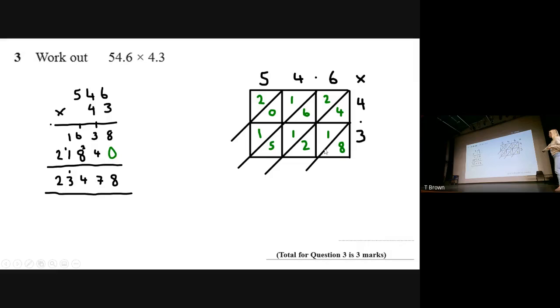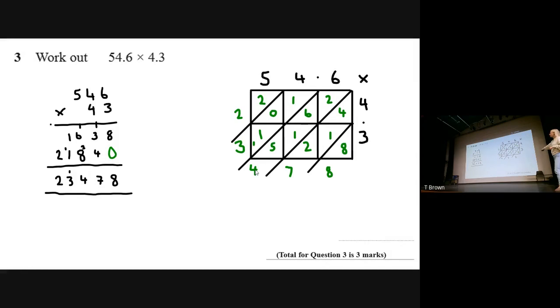Then 4 add 1 add 2 is 7, so 7 goes here. 2 add 6 add 1 add 5 is 14. Now with 14, we can't put 14, so we're going to put 4 and carry 1. 1 add 1 is 3, and 2 is 2. So the answer, we're still getting the same digits, 2, 3, 4, 7, 8. I personally think it's just a little bit clearer. Less carrying, you're going to be less likely to make mistakes.